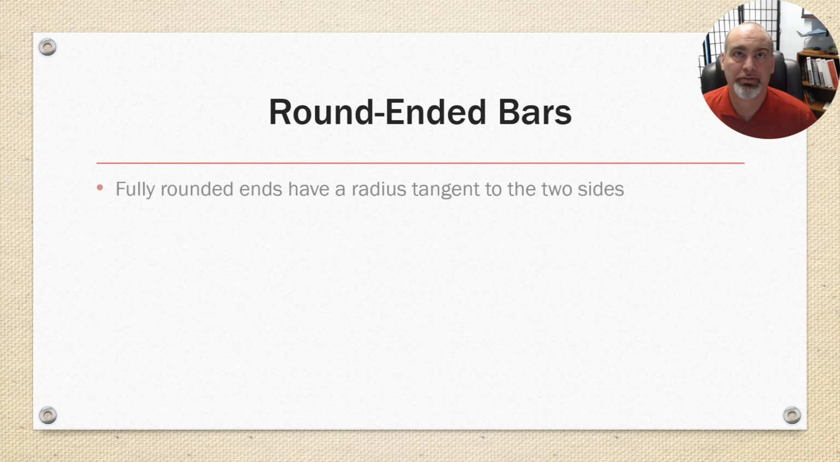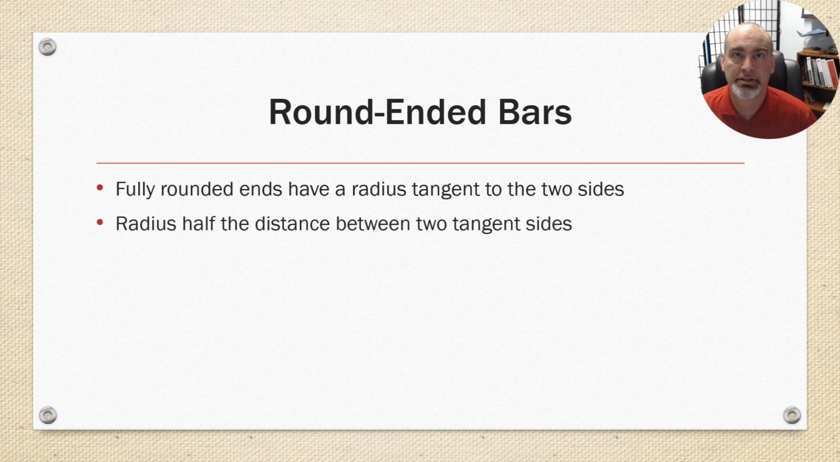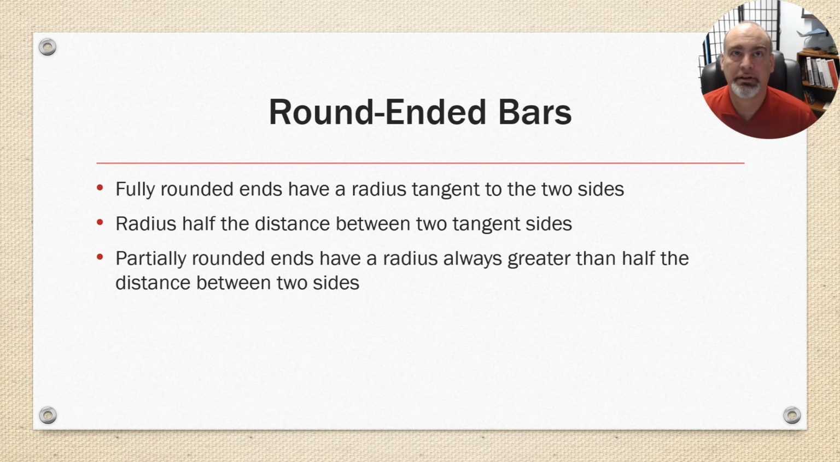Round-ended bars. Fully rounded ends have a radius tangent to the two sides. This is for bars of material. The radius is half the distance between the two tangent sides, and partially rounded ends have a radius always greater than half the distance between the two sides. I think what they're talking about, the two sides, is the diameter of the bar.